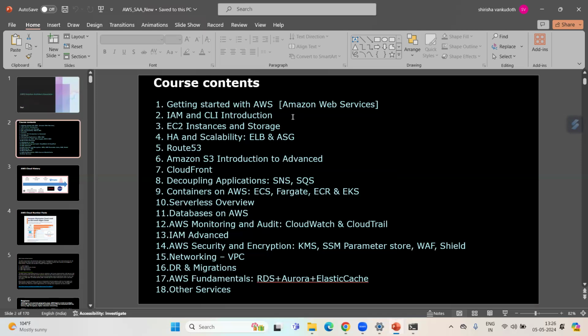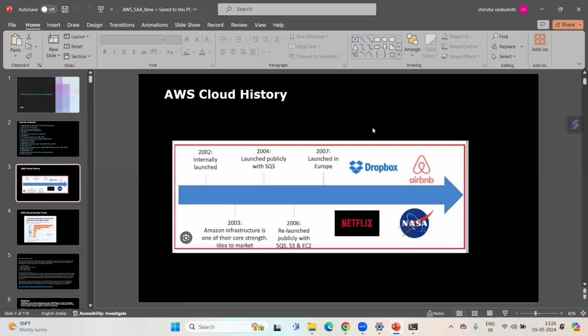So this is the high-level course content we're going to cover, and we'll talk about each of these services going forward. We just talked about the AWS cloud history. In 2002 they started internally. Then in 2003 they launched, and in 2004 they came up with the SQS service, which they launched to the public so everyone can use it. In 2006, along with SQS, they came up with S3 and EC2 services in the US region. Later, in 2007, they launched these services in the Europe region also.